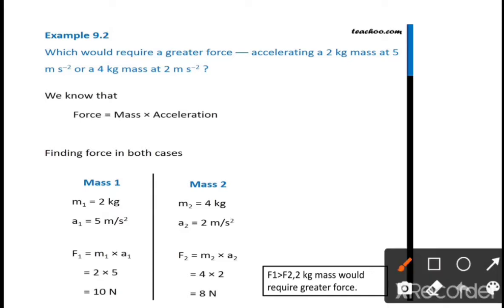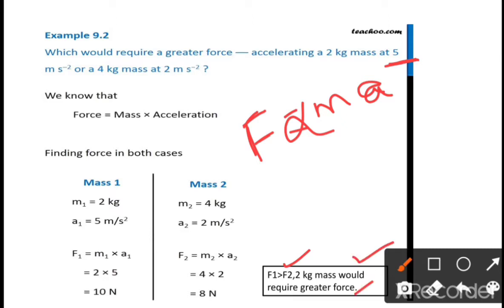Because you know that F equals ma. The force is directly proportional to a. So here the acceleration is more, so the mass m1 requires more force. F1 is greater than F2. The 2 kilogram mass would require greater force.